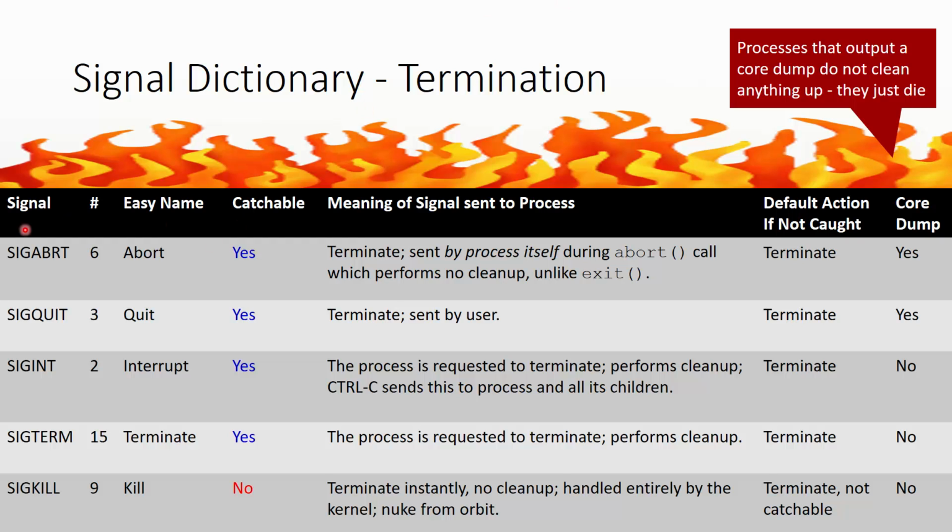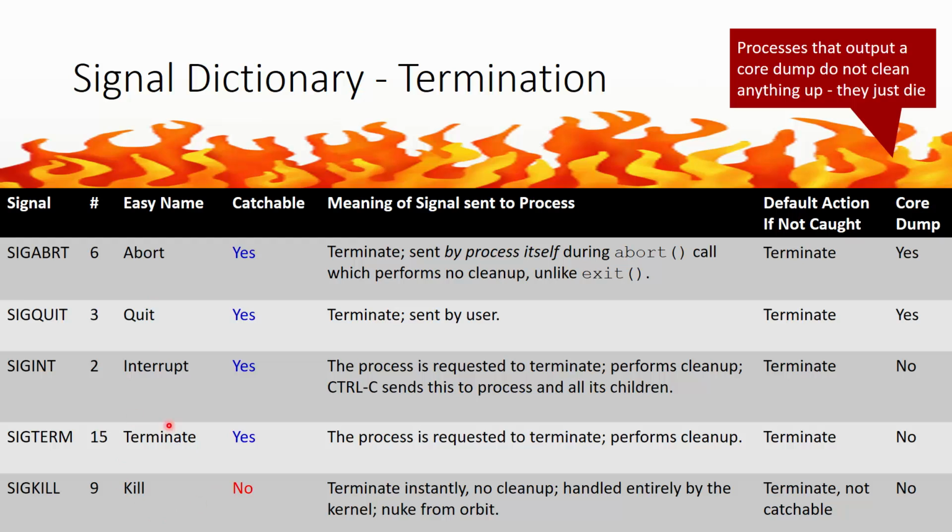So the headers here, this is going to be our signal name, or in terms of how we write it in code. The number here is also used in a few different places for when you're trying to get the type of signal that killed a process. We talked about that in a previous lecture. These are the individual numbers that map to the signals.